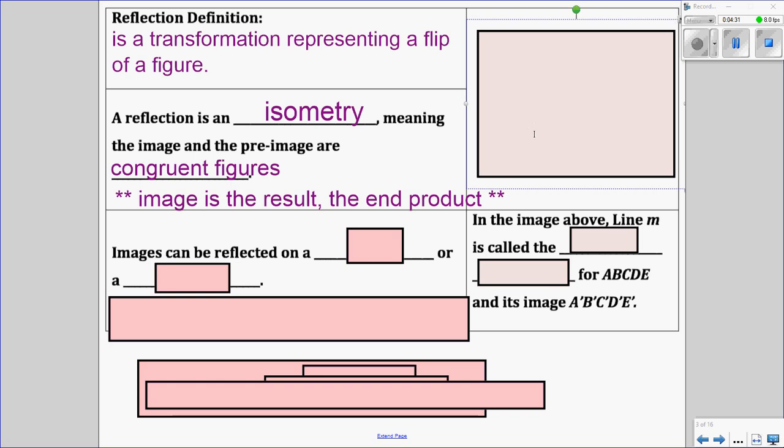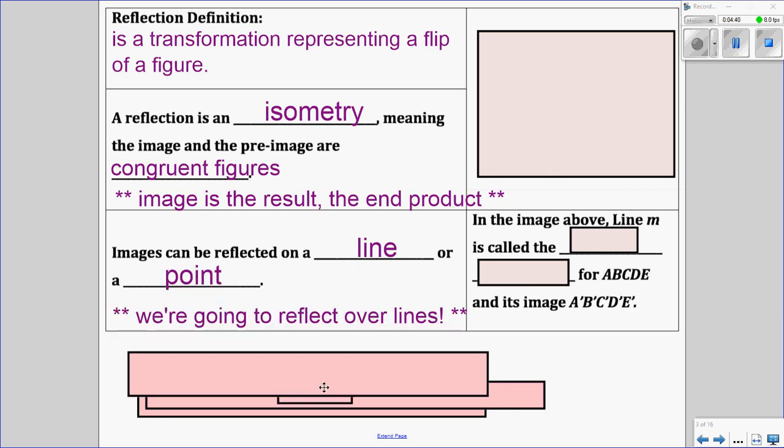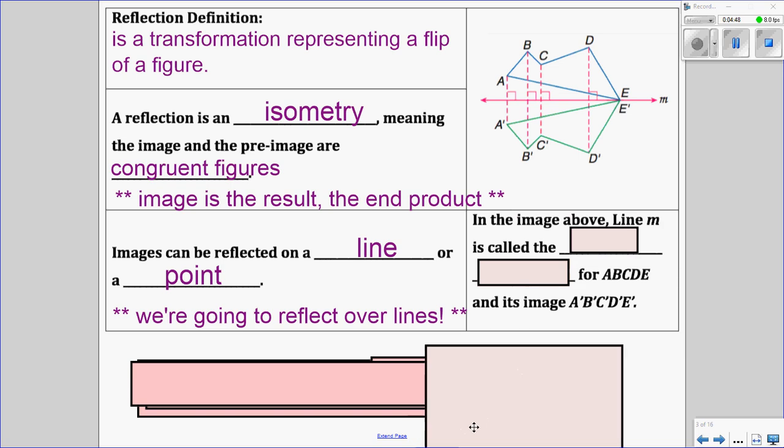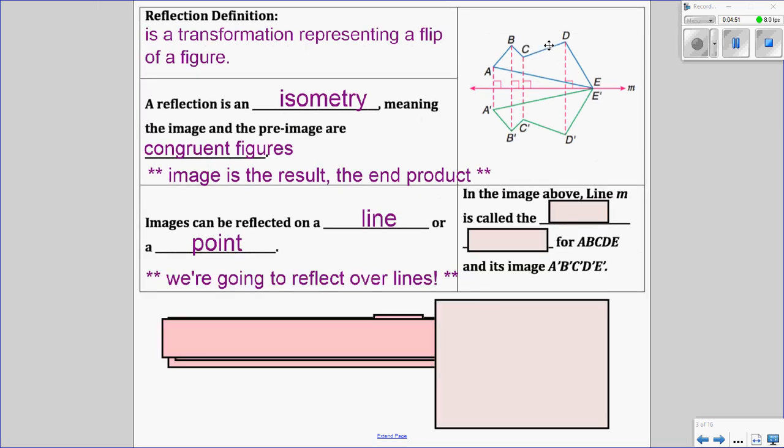And with the picture, actually I'll do that afterwards, the image can be reflected on a line or a point. But in this case, we're going to only reflect images over lines. So here we have an image, some figure that is being reflected over the line M. So in this image above, the line M is called the line of reflection. Simple as that. There's nothing fancy. It's a line of reflection, because basically you're taking this image and reflecting it to the other side. It's like it's a mirror.